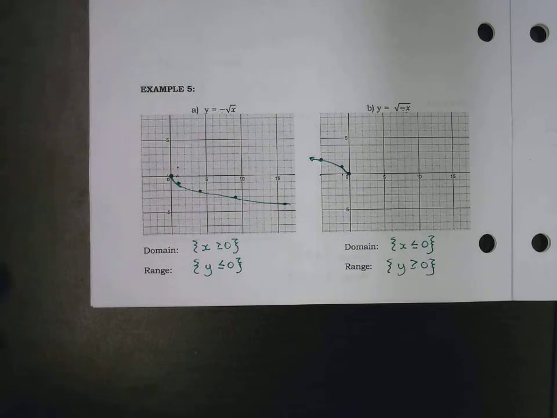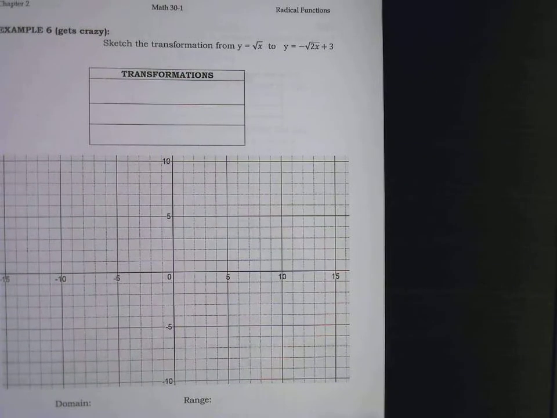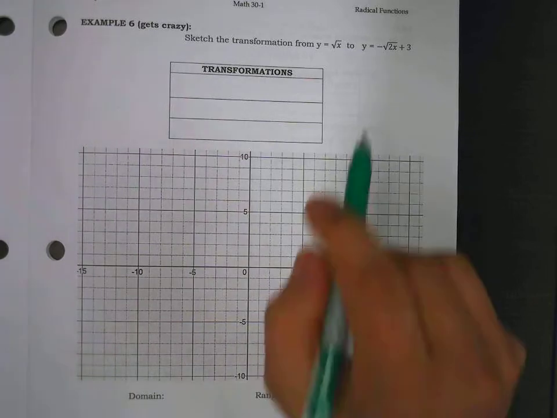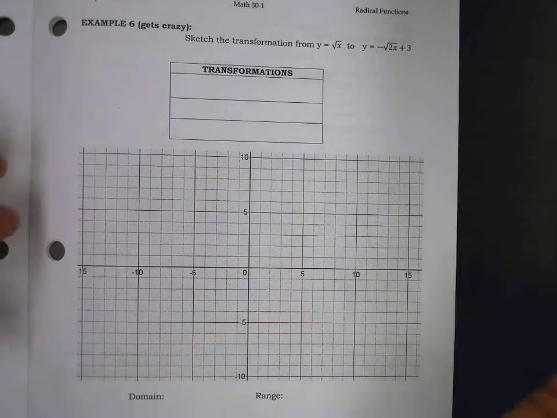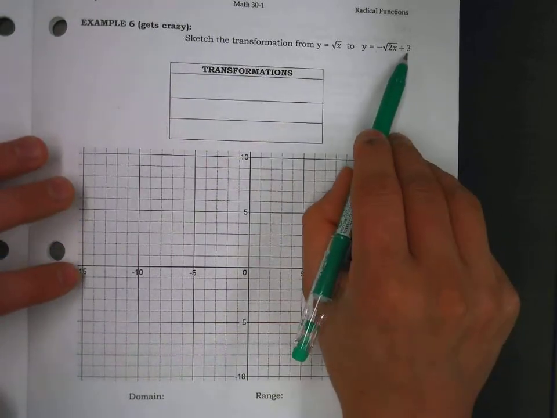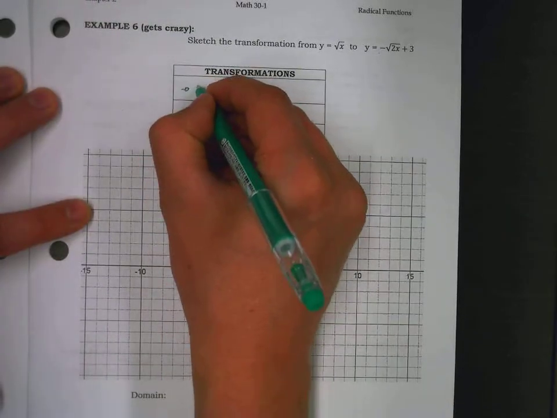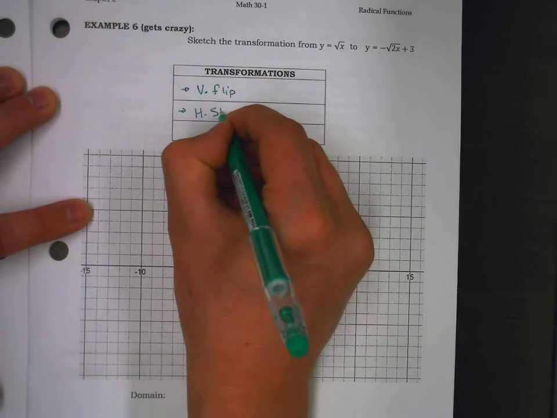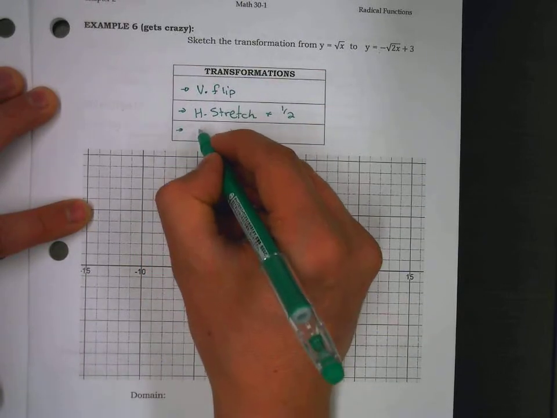Now things can get a little bit more crazy. Let's examine one where there's more things happening. So on the top of the next page in example 6, we have a transformation with a vertical flip, a horizontal stretch by a factor of 1/2, and a shift 3 up. So as long as we do that shift 3 up last, we should be okay. So let's do a vertical flip, a horizontal stretch by a factor of a half, and at the end, let's go 3 up.